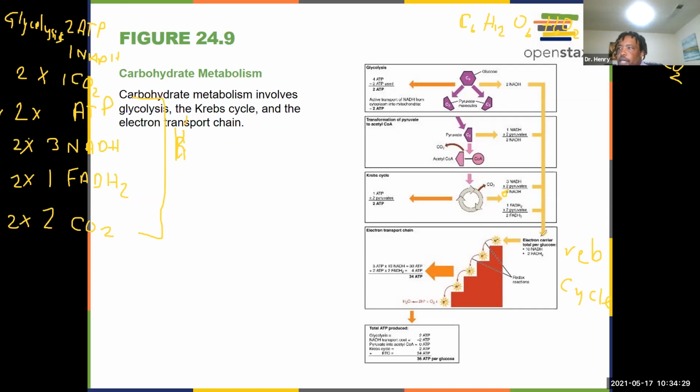Okay, so then as we go down the electron transport chain, we end up generating 3 ATPs for every NADH, and then 2 ATPs for every FADH2. So that's going to give us a total of 34. So if we add it all together, we end up with a total of 36 ATP per glucose molecule.